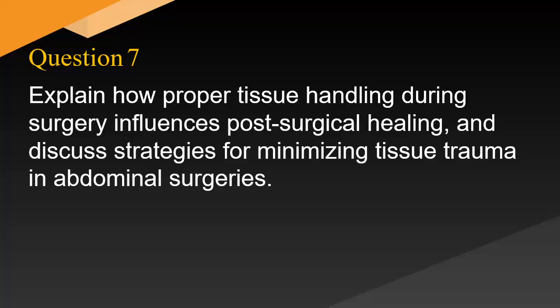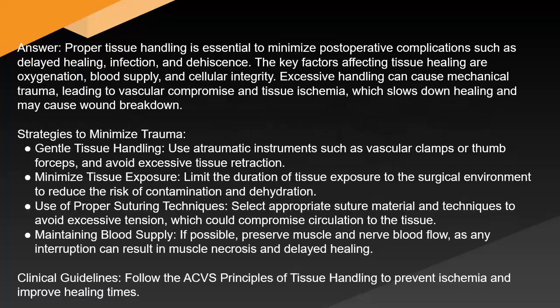Explain how proper tissue handling during surgery influences post-surgical healing, and discuss strategies for minimizing tissue trauma in abdominal surgeries. Answer: proper tissue handling is essential to minimize postoperative complications such as delayed healing, infection, and dehiscence. The key factors affecting tissue healing are oxygenation, blood supply, and cellular integrity. Excessive handling can cause mechanical trauma, leading to vascular compromise and tissue ischemia, which slows down healing and may cause wound breakdown. Strategies to minimize trauma.